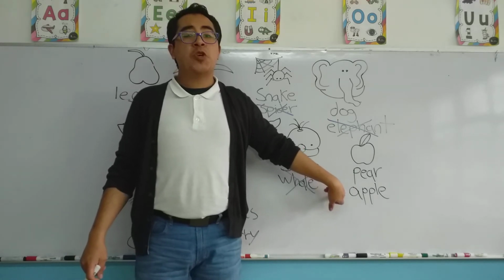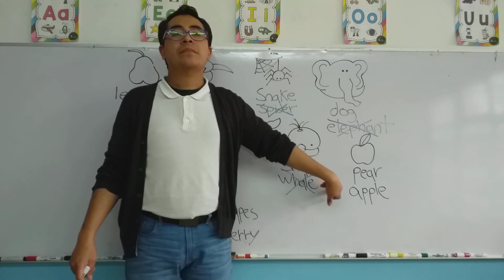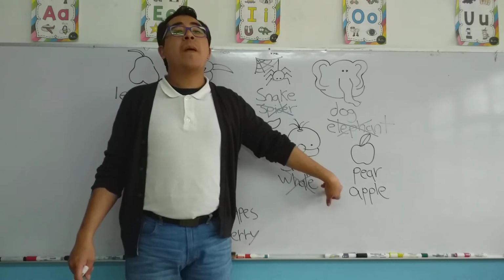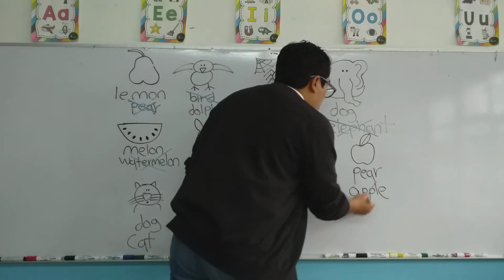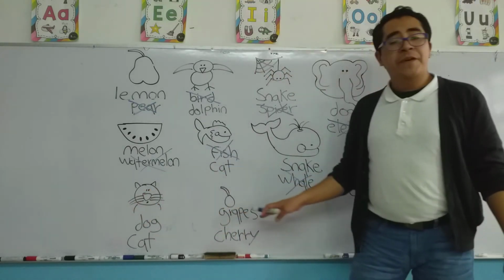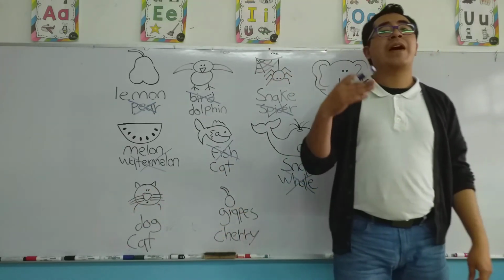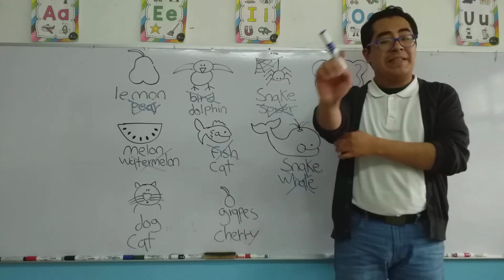So, what option is it? 1 or 2? Number 2, apple. So, we mark it with an X. On the third row, we have more animals. In this case, we have pets.